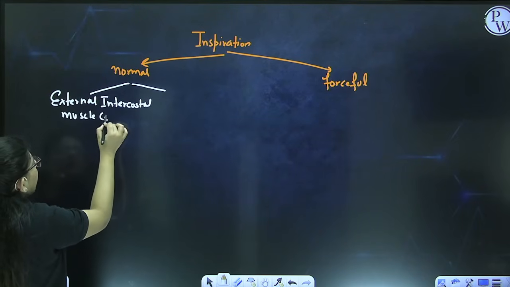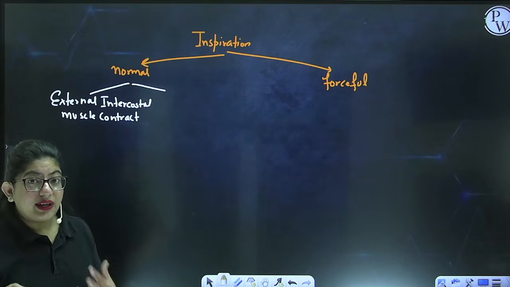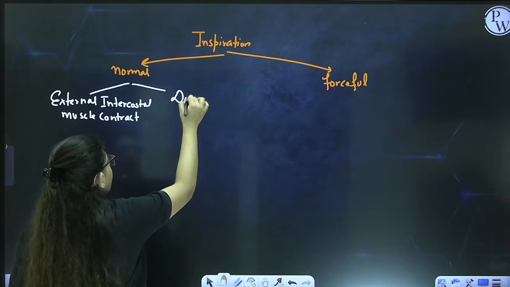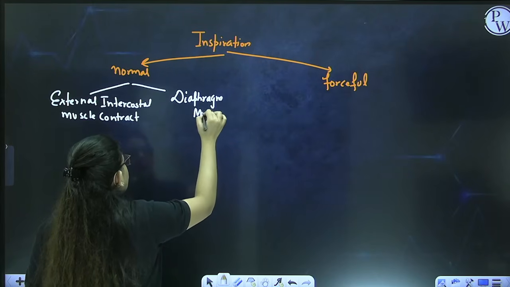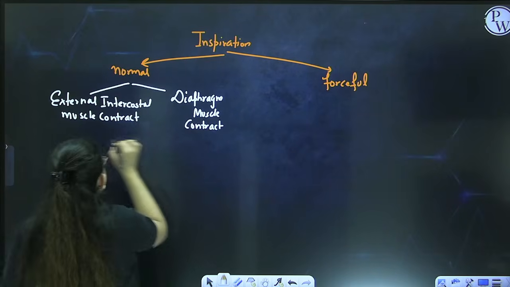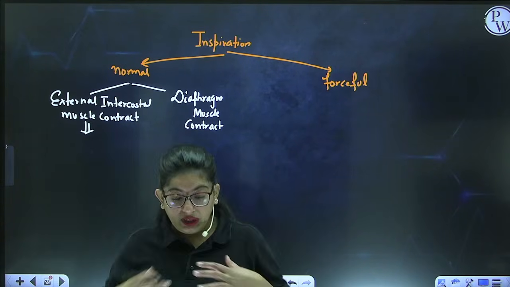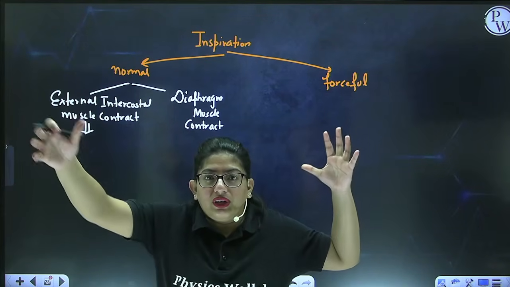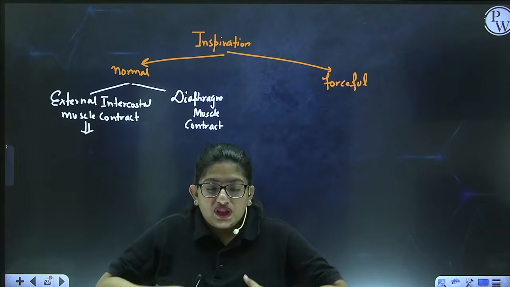Right? Whenever, for example, right now you are inhaling, you are contracting your external intercostal muscle and your diaphragm muscle. So what will happen if your external intercostal muscle contracts? When the external intercostal muscle contracts, your entire rib cage will move upward and outward. You just do it with force also. You'll see your chest coming out.